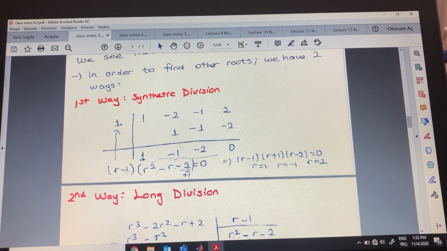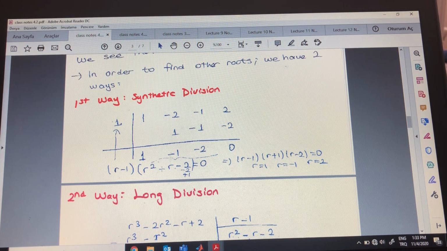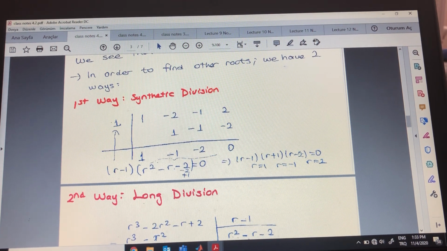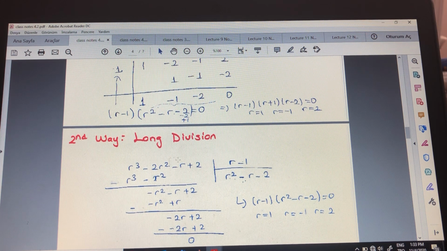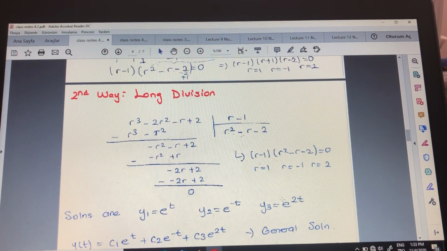In here, you know that one factor is r minus 1. Another one is r squared minus r minus 2. And this one, you can easily factor as r plus 1 times r minus 2. And here you go, you can find the roots easily, okay? Or what you can do, once you find the first root, is do the long division, find the other factor, and factor it out again, okay?